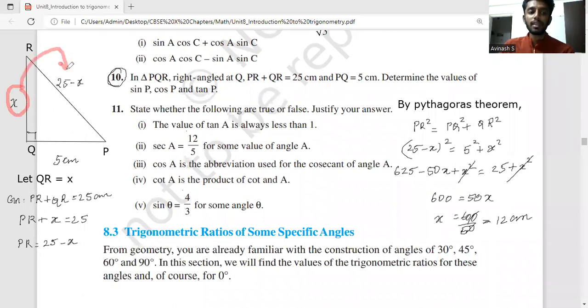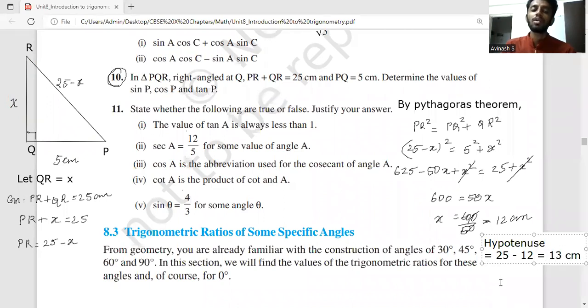And when you substitute that 12 in this, we also get the hypotenuse as 25 minus 12. Okay, so basically hypotenuse is 25 minus X. The value of X that we have just found is 12. So this becomes 13 centimeters. So now we have got all the three sides.